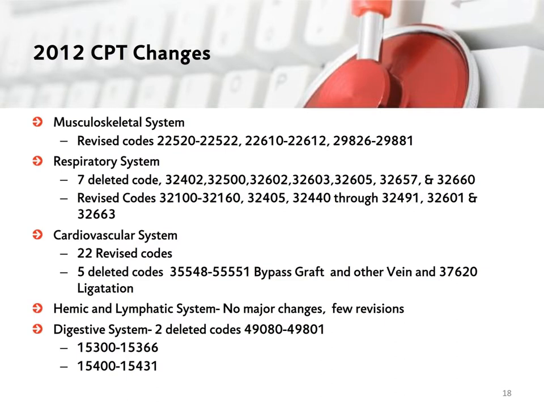On this slide, we have 2012 CPT changes for multiple sections. However, the musculoskeletal system had revisions more than deletions. The respiratory system had 7 deletions and revised codes. Cardiovascular, 22 revisions, only 5 deletions, which is good considering all the deleted codes we've seen in the past. The hemic and the lymphatic system, there were no major changes, just revisions. And our digestive system only had 2 deleted codes.